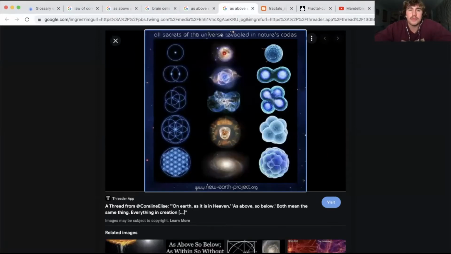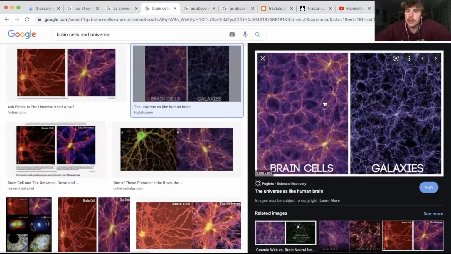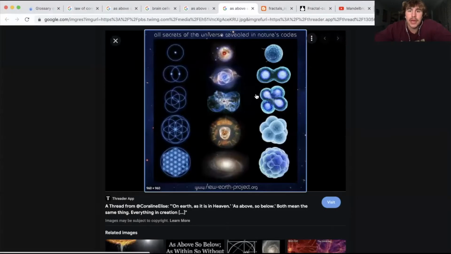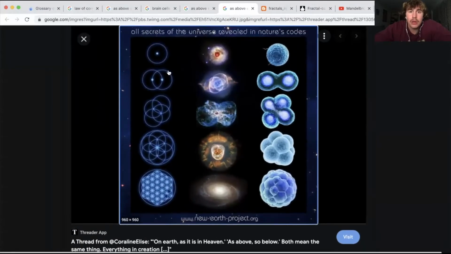They all correspond to each other, right? Here you see the brain cells in the galaxies again. Here we've got, look, so now we have life. This is how life is formed. You see here, you see the flower of life at the bottom.